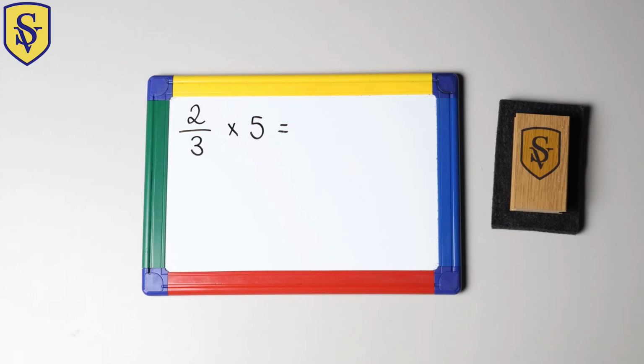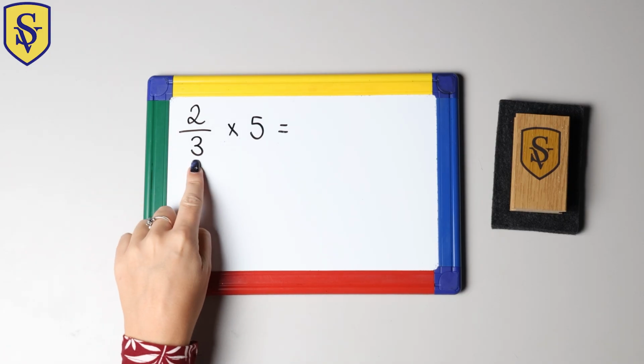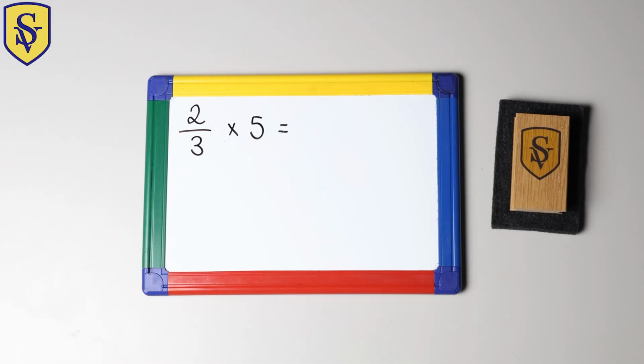Okay, for this video, we are going to be multiplying fractions by whole numbers. So I've got 2/3 multiplied by 5. This is going to be a multi-step problem, so make sure you have enough space.